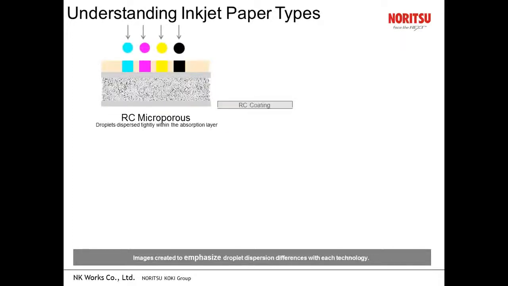I'm going to bring up all 4 different papers here, and I'm going to start with the microporous paper. Here we have the RC coating, the paper fiber itself, the other RC coating, and here's our absorption layer. The droplet comes down, and as it passes through, you can see that it's going to penetrate and make a block of ink. And hopefully, the dot gain will not exceed the width of the droplet itself.